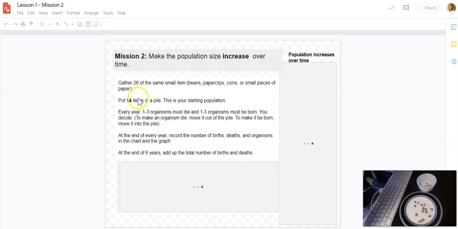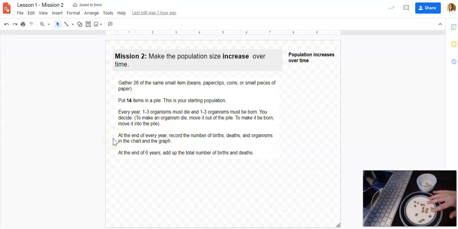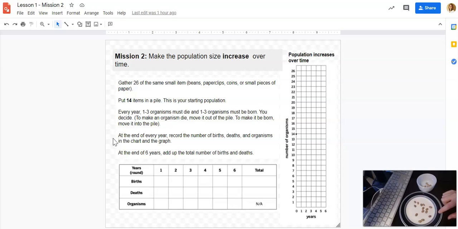This is pretty much the exact same. I'm still starting with 14 beans in my pile, but instead of ending up with 14, I want to end up with more than 14. So I need to make my births and deaths such that I end up with more than 14 organisms in my population. So for example, if I have 2 births and 1 death, I started with 14, then I added 2, that's 16, but one of these died, I'm at 15.